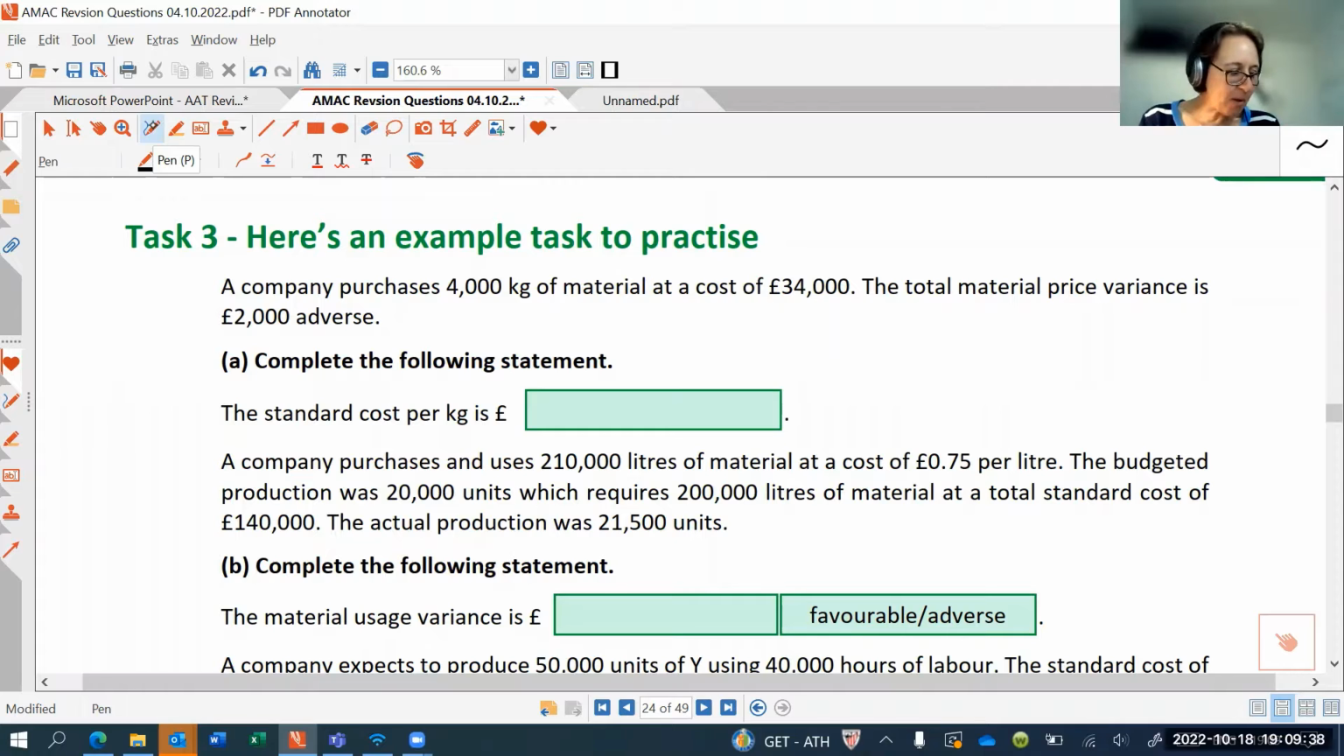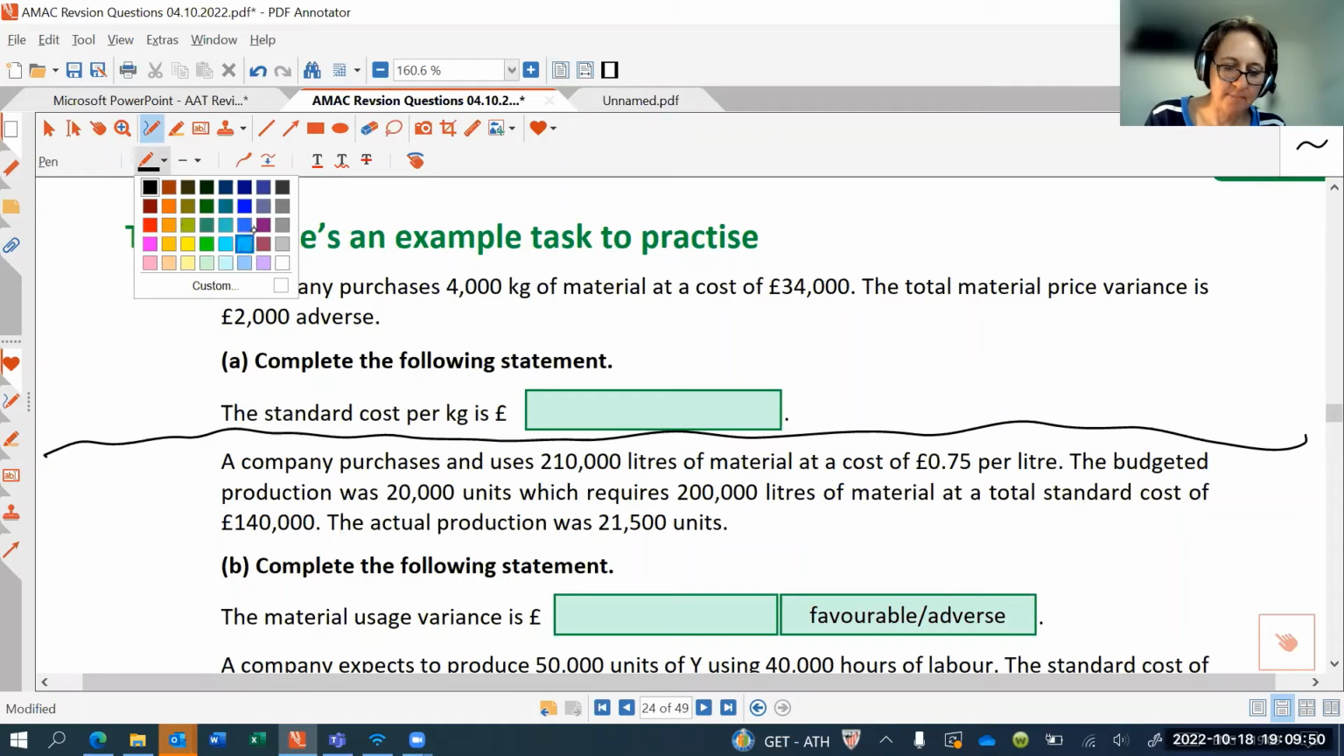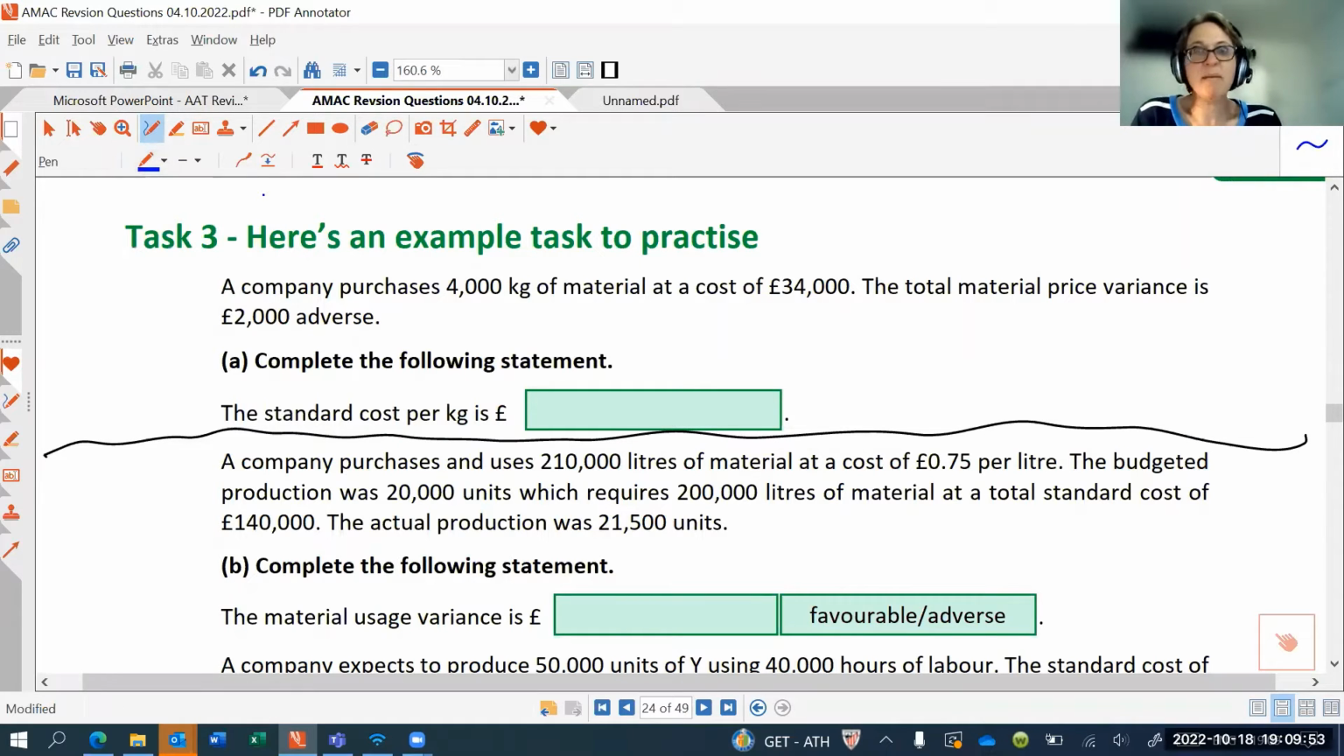So I think the main thing with a question like this is not to get overwhelmed, and we will literally tackle each part at a time. So part A is just up to here. So all I need to start with is that first bit. So to avoid getting overwhelmed, I just read part A. It tells me a company purchases 4,000 kilograms of material at a cost of £34,000 and the total material price variance is £2,000 adverse. So immediately you perhaps get a little bit panicked here because it's like, but Anne, you just told me we're calculating variances and it tells me what the variance is. Oh my goodness, what's this all about?